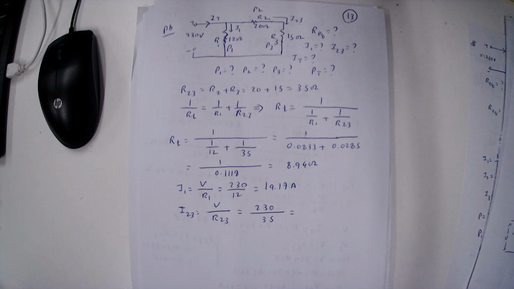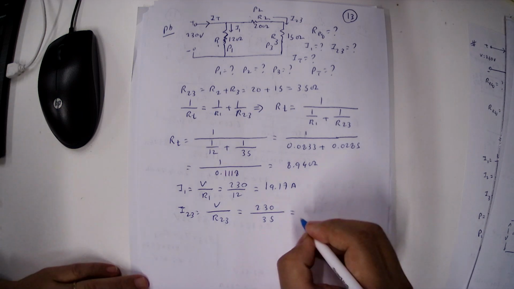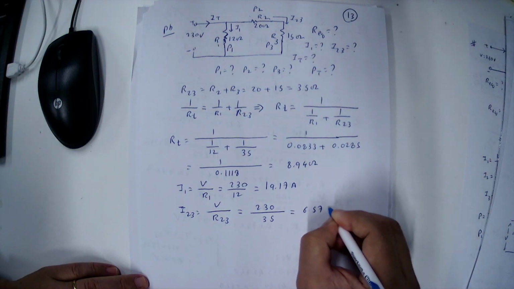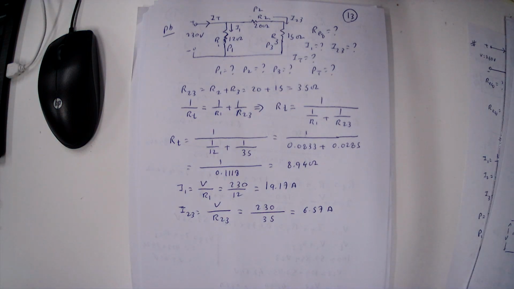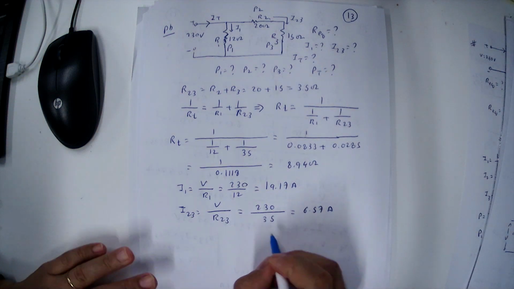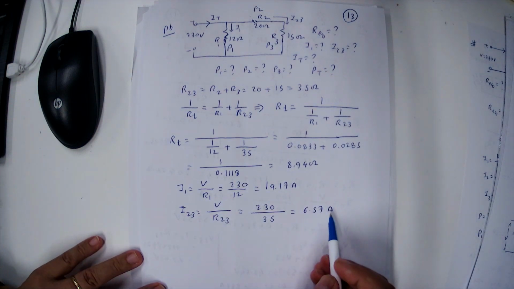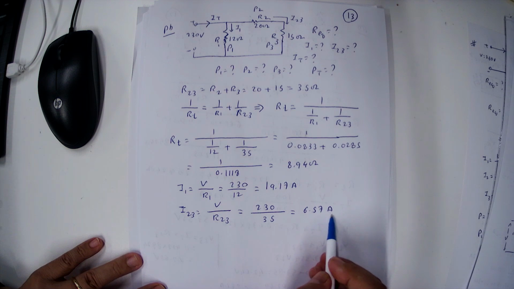230 divided by 35. So you got 6.57 ampere. So the I23 is 6.57 ampere. So this is the same as R2 current is 6.57 ampere, as well as R3 current is 6.57 ampere, because they are connected in series.